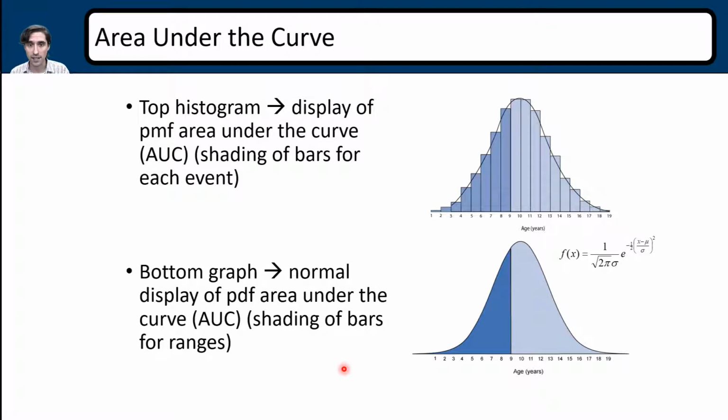The top one is the same exact graph, but one is discrete and one is continuous. The top one is discrete, or PMF, and the one on the bottom is continuous, or PDF. Notice the shaded area, that's the area under the curve, the AUC. That's showing the probability of everything from the lowest number all the way up. It always travels from left to right.